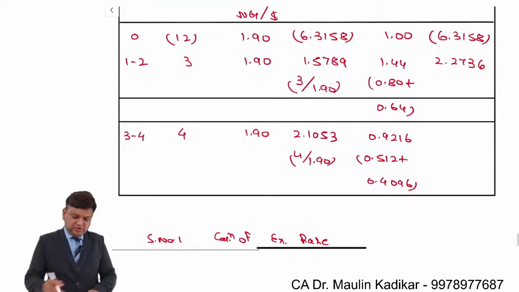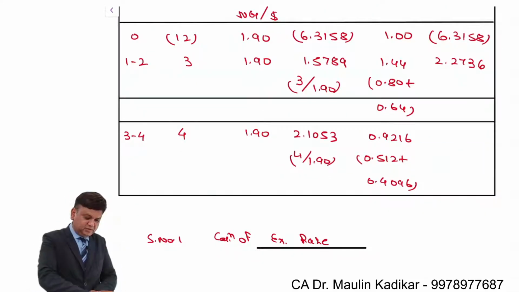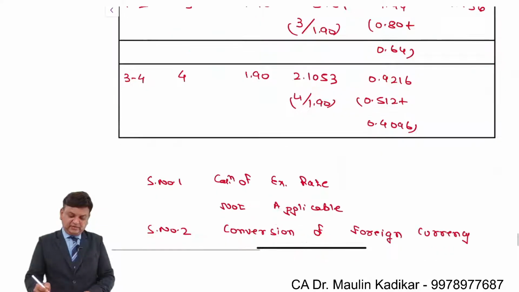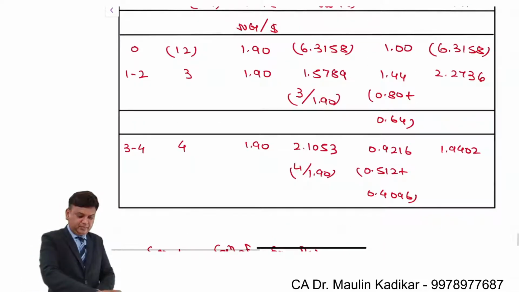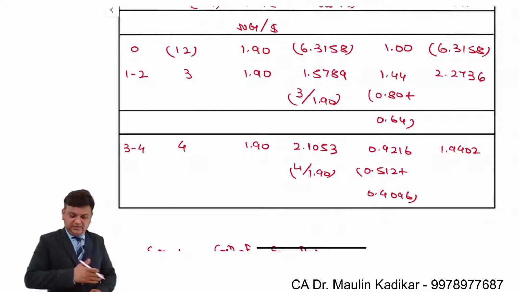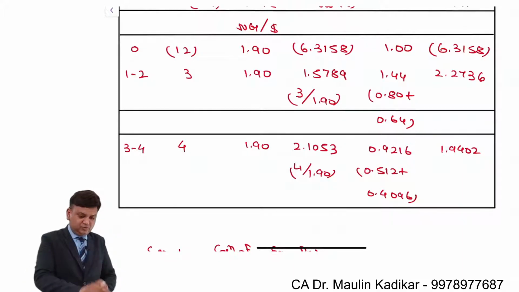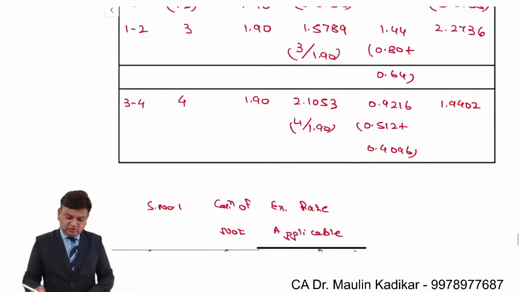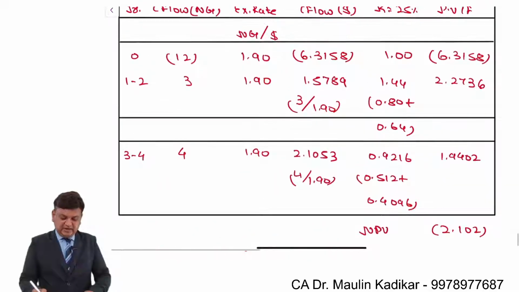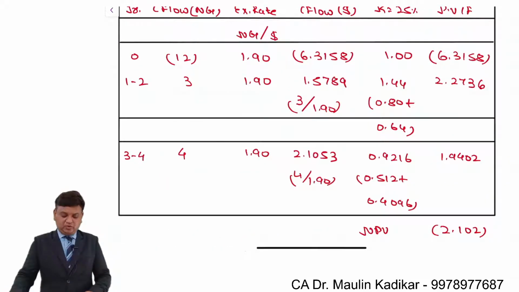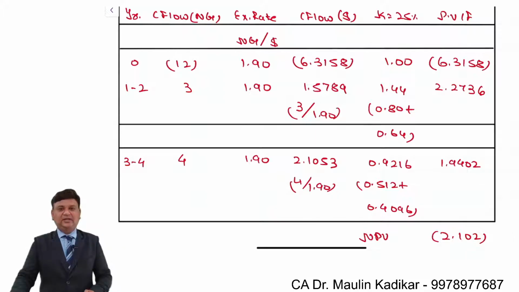Okay, so now it is 2.1053 into 0.9216, 1.9402. Okay, so 2.2736 plus 1.9402 minus 6.3158, that comes to 2.102, and unfortunately it is negative NPV. So as NPV of the project is negative, we will advise the US company not to accept the project in Netherlands.